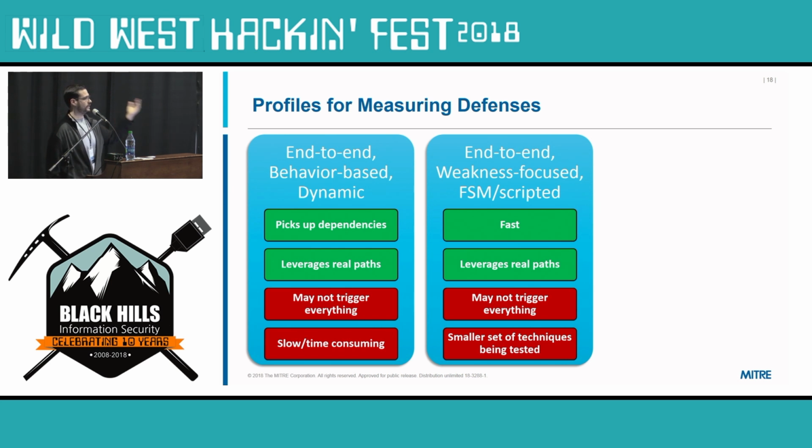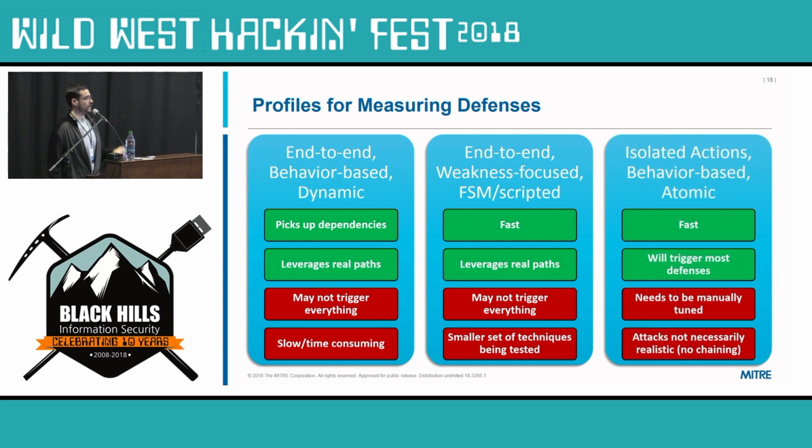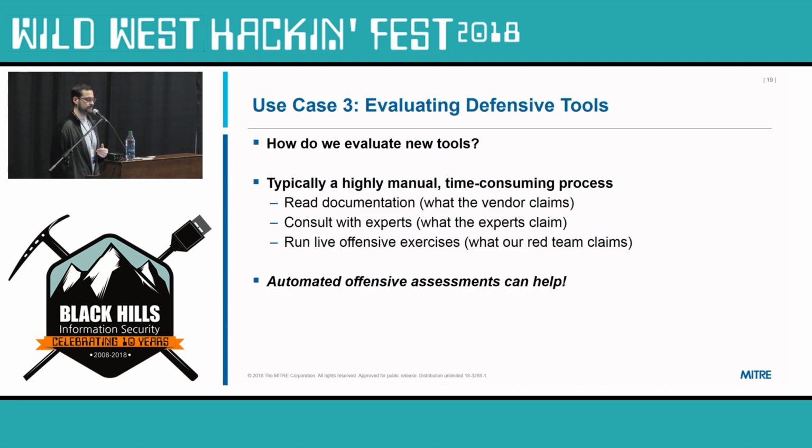Something a little bit weaker, if you have the end-to-end weakness-focused finite state machine approach, this will be much faster. It will also leverage real paths. You can see real dependencies in your network, but it also won't trigger everything. It might stop at a dead end if it can't find anything, and it'll have a smaller set of techniques being tested. Then there's the approach that uses isolated actions, that's behavior-based, doing atomic, isolated tests. This is also fast. If you have a big enough corpus of things to run, you can design it to trigger most of your defenses, but you do need to manually tune some of them and manually run some of the exercises, and the attacks aren't necessarily realistic because there's no real training.